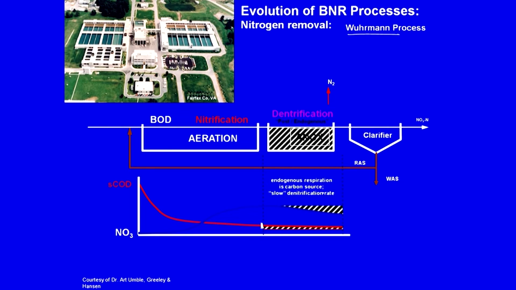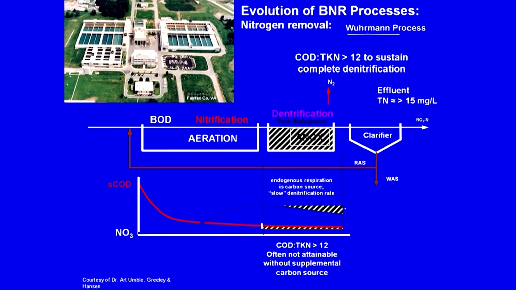Endogenous respiration is the carbon source, and typically that is slow. So, this denitrification rate is slow, but to improve this, what can I do? So, effluent quality looks like total nitrogen will be 15 milligram per liter, which is not too low. So, to sustain this, this is the ratio of COD to TKN, right, organic and ammonical nitrogen to sustain it, but in general this is not possible without supplemental carbon source.